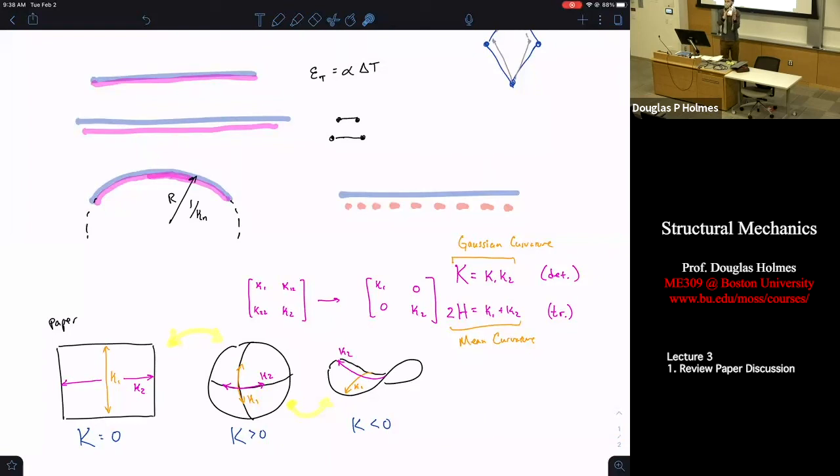And it's incredibly easy to take your sheet and wrap it into a cylinder. But if you notice, I have my cylinder here, it's curved in this direction. So kappa 1 is some number, but it's flat here. So kappa 2 is exactly 0. So your cylinder is a shape that has no Gaussian curvature, but does have a mean curvature. Because kappa 1 is some number and kappa 2 is 0, your mean curvature is just going to be 1/2 of kappa 1.